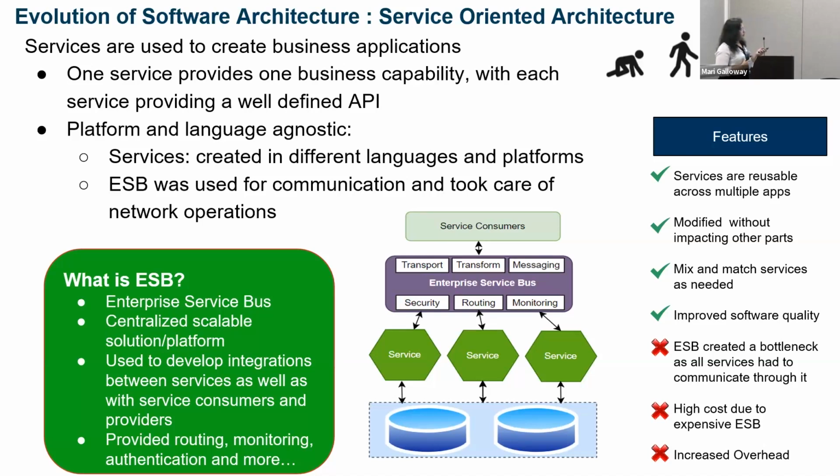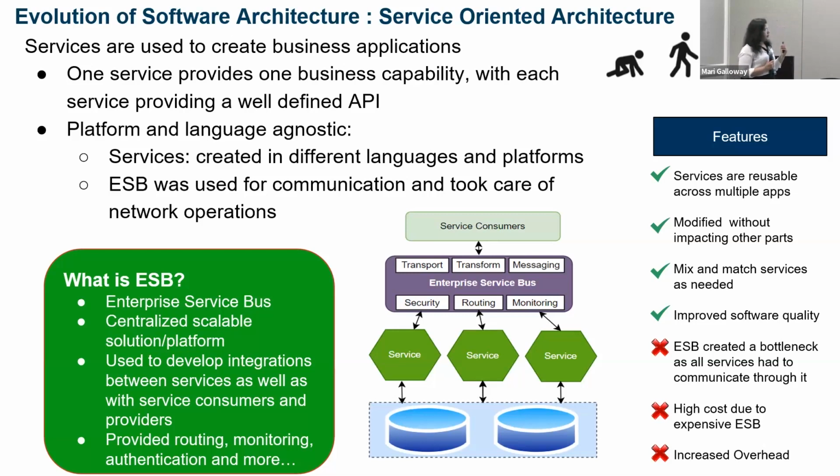Some of the features of this architecture were that each of these services was reusable. Developers could pick and choose whichever service they want, and they could build that application. And also, since each of these services was developed independently, the software quality of these services was also very high. However, as I said, the enterprise service bus was the middle layer that helped with all the routing, messaging, and everything. So slowly it created a bottleneck. The ESB became very bulky, and it became very hard for companies to manage it.